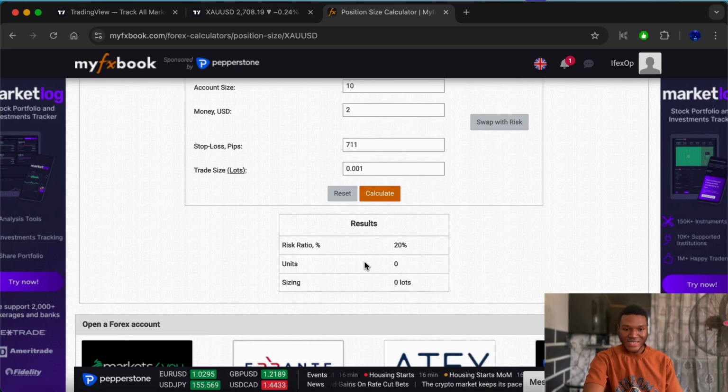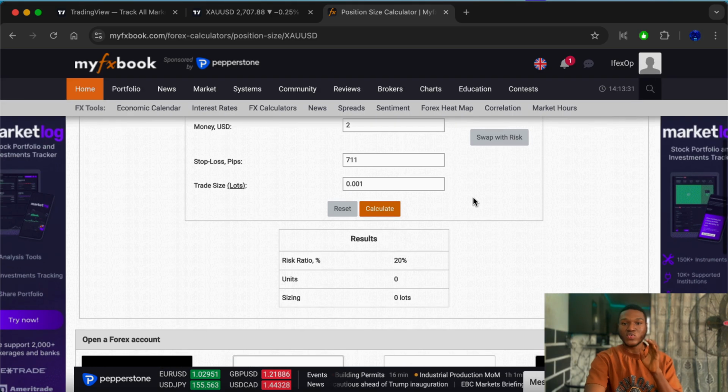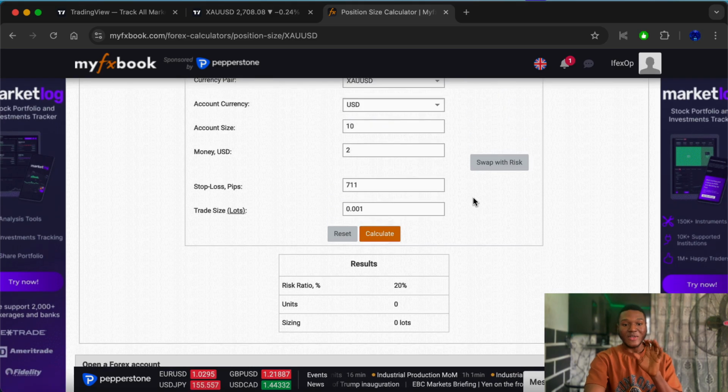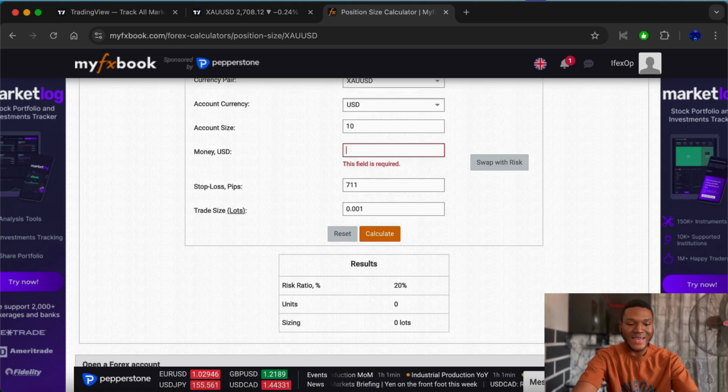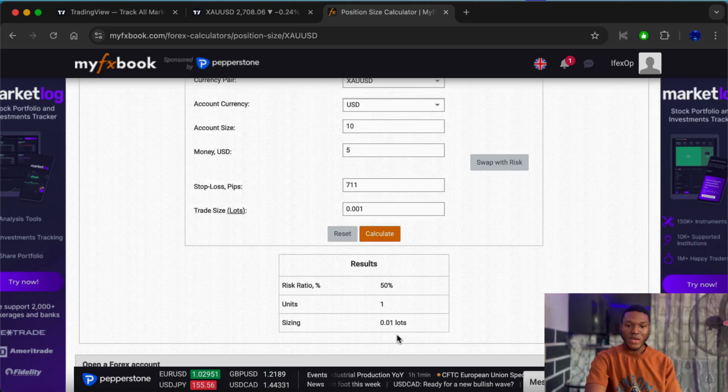When we calculate, you see that it says 0 unit 0 lot 0 because the stop loss size is too big for the account to carry, because the stop loss is too big for just $2. You cannot risk $2 on this particular trade with this big stop loss. So let's imagine we went as high as $5. Let's see if we can risk $5 on this trade.